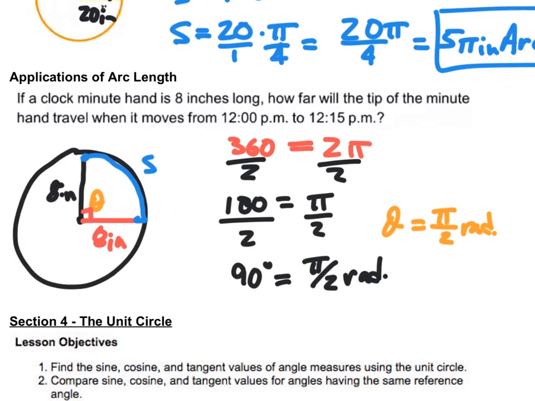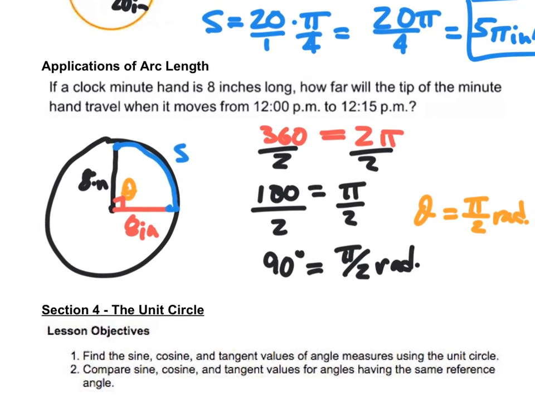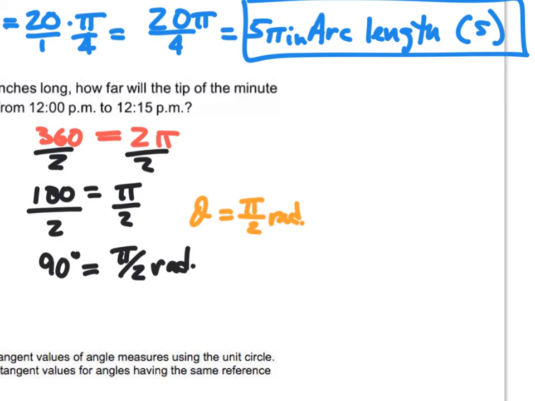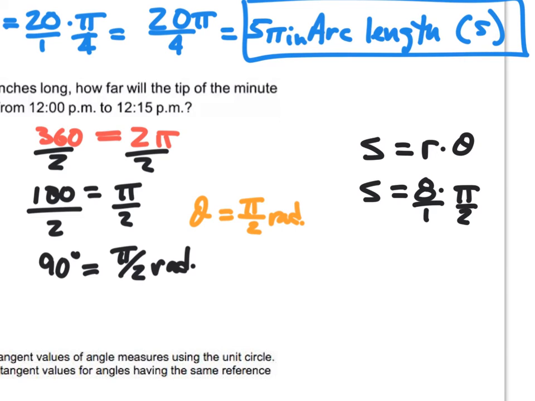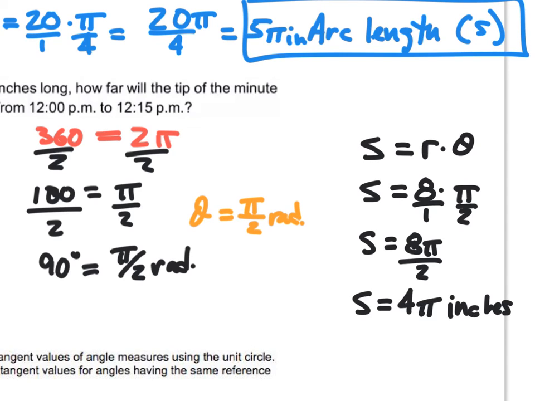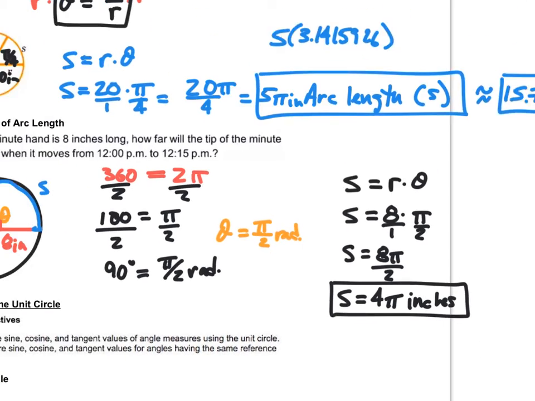So let's figure out that arc length s if you have a clock that has a minute hand that's 8 inches long. I'm going to use s is equal to r times theta. So your arc length s is equal to your radius, which is 8, times pi over 2, 8 over 1 times pi over 2. This is going to give you that s is equal to 8 pi over 2. So 8 over 2 divides out to 4. So your arc length here, s, is going to be 4 pi inches. And that's it.